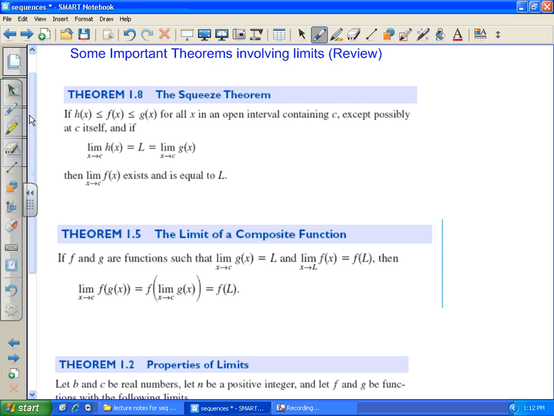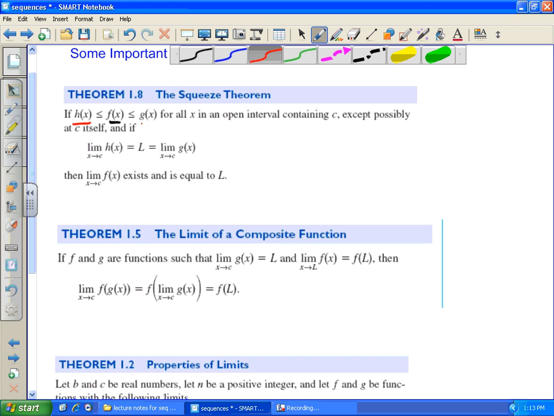Three important theorems. One is called the Squeeze Theorem. Some books call it the Sandwich Theorem. The other one is limit of a composite of functions, and the other one is properties of limits. We're just going to take a quick look to remember these things. First of all, what was the Squeeze Theorem?